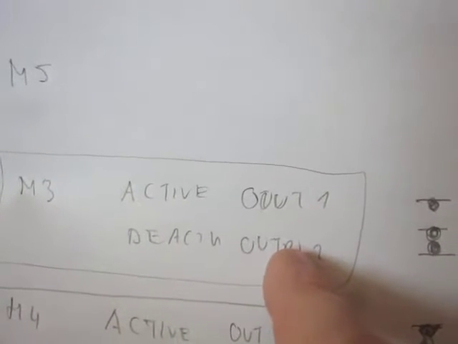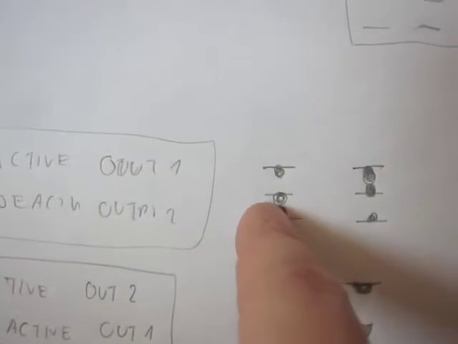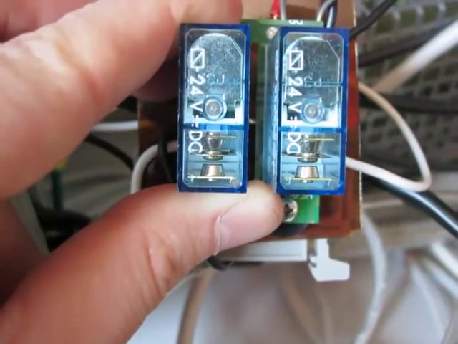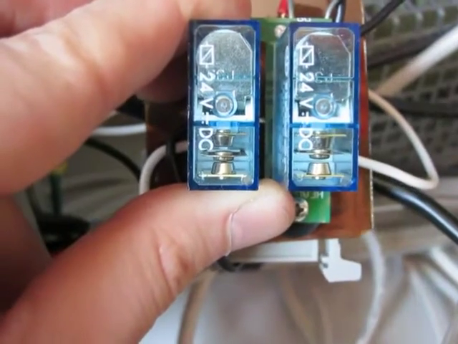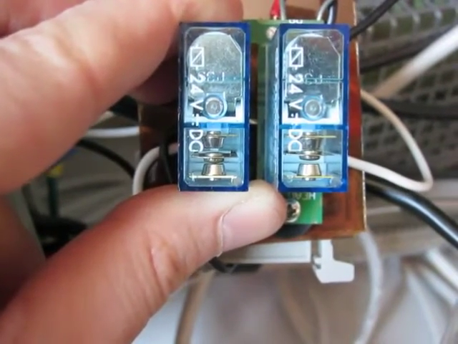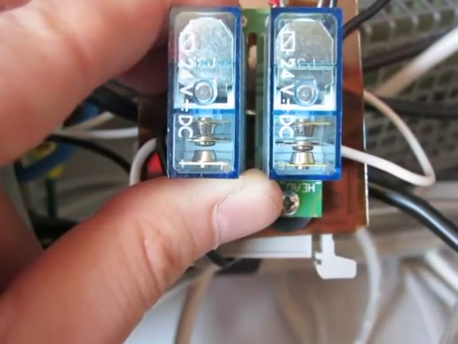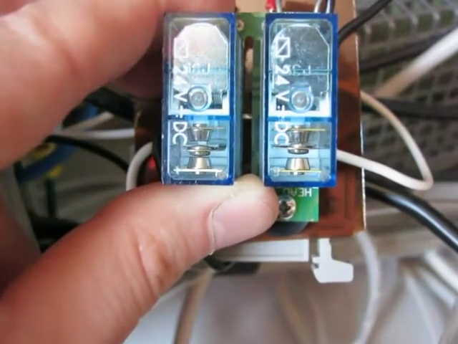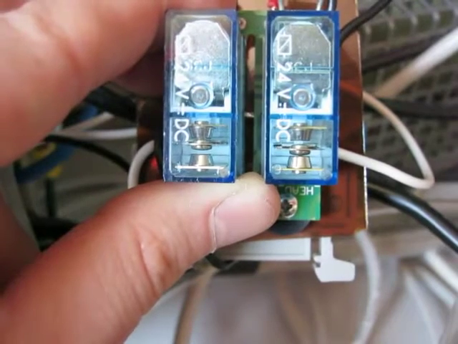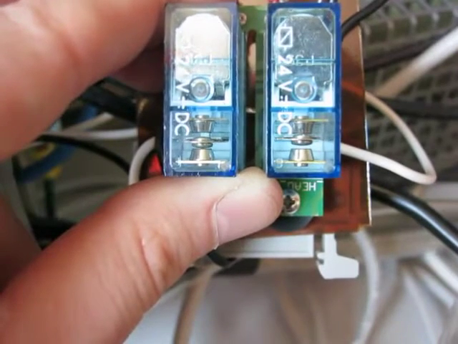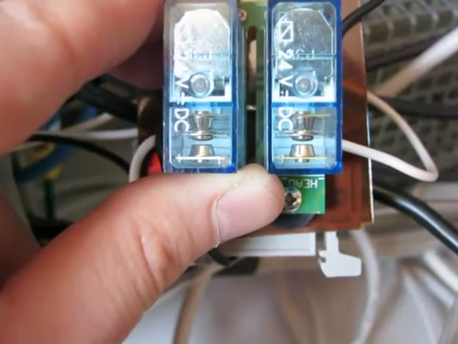When I press M3, before I had activate output 1, deactivate output 2, and I need to have this one closed and this one closed. And when I press M3, I have that configuration. When I press M4, I have the opposite situation, and the exchange of closed and open works fast. M4, M3, M5, M4, M3, M5.